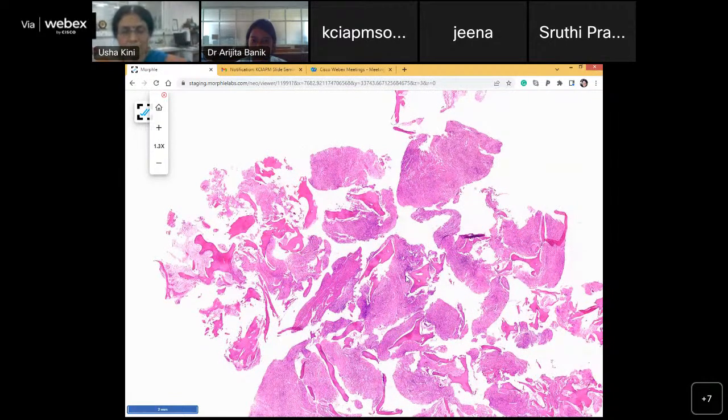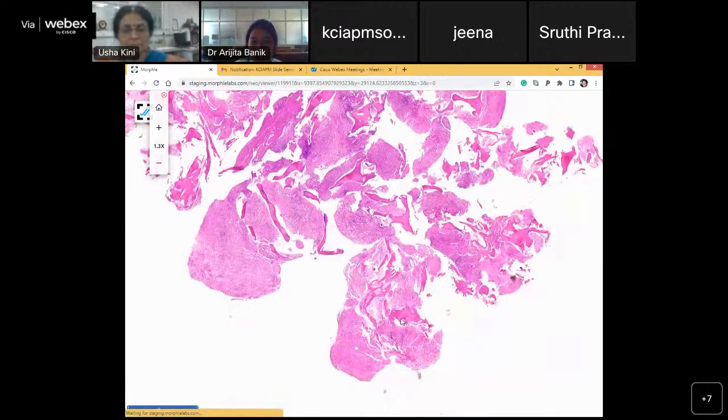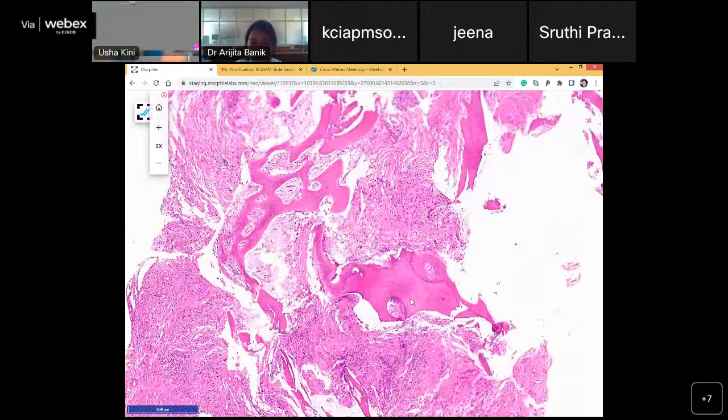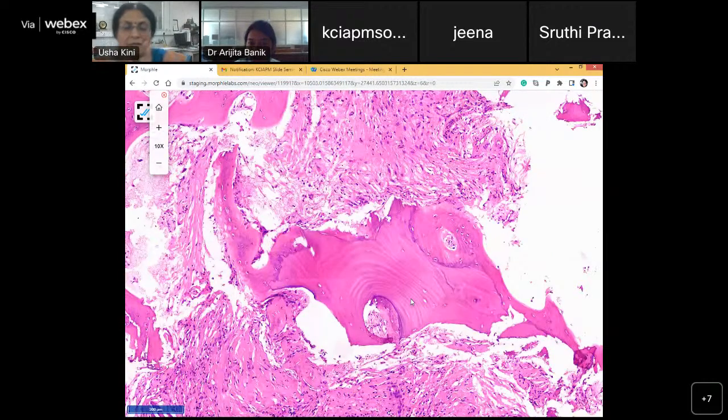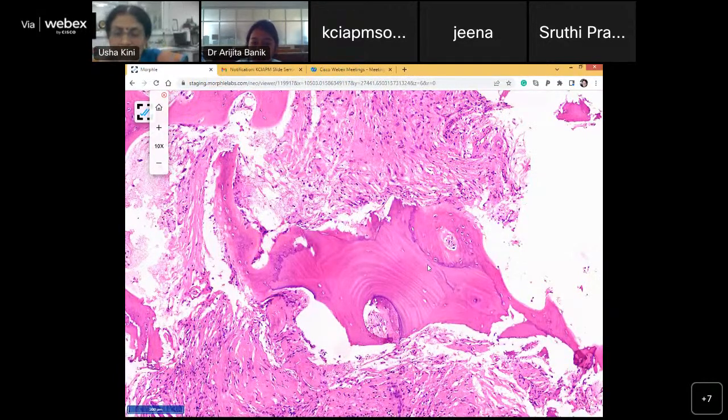What type of bone is this, Arijita? Ma'am, these all are bony trabeculae. What type of bone? Ma'am, lamellar bone, mature bone, these are. Yes. Is it viable or dead? It is viable. How do you say that? Osteocytes we can see with lacunae and architecture, parallelly placed lamellae, so bony architecture.